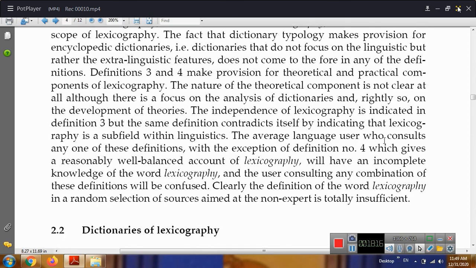The average language user who consults any one of these definitions, with the exception of definition number 4, which gives a reasonably well-balanced account of lexicography, will have an incomplete knowledge of lexicography. And here you can see some weaknesses of the above definitions, except number 4. A user consulting any combination of these definitions will be confused. Clearly, the definition of the word lexicography, as a random selection of sources aimed at the non-expert, is totally insufficient.